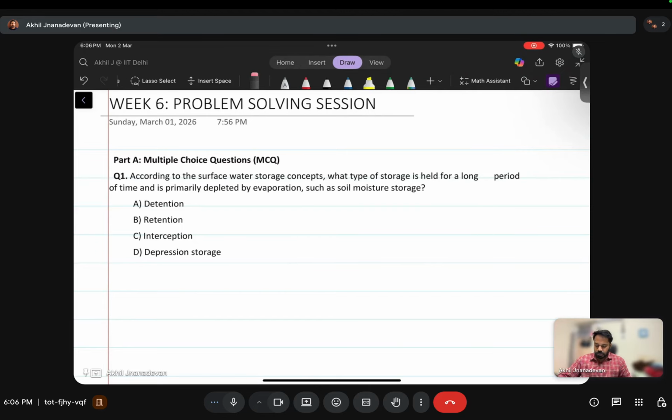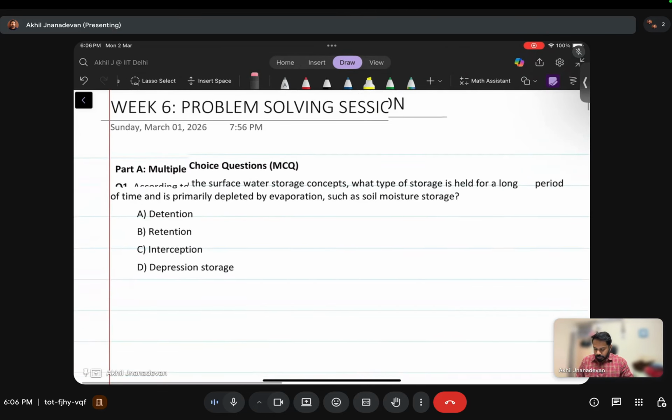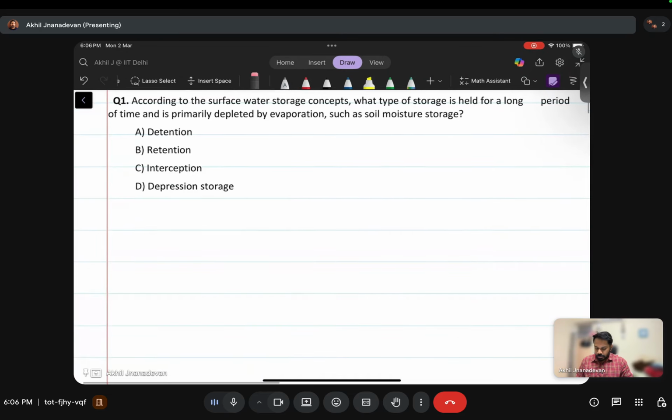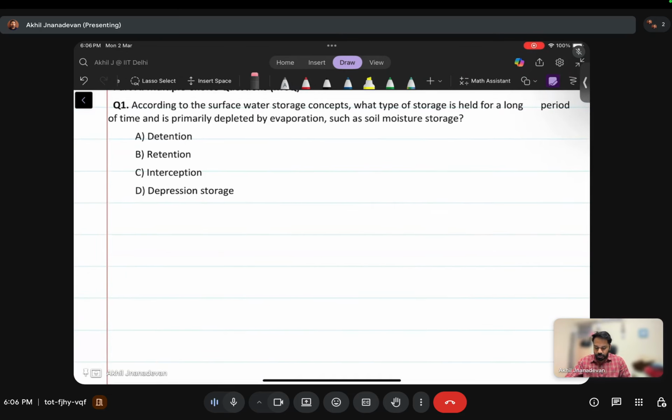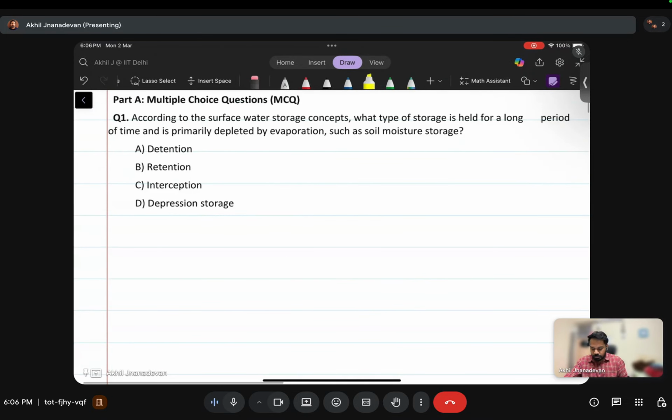Right. So we can start with the first question. The first question is a multiple choice type. According to the surface water storage concept, what type of storage is held for a long period of time and primarily depleted by evaporation, such as soil moisture storage? So it is basically talking about storages, right? They are asking what type of storage can hold water for a long period of time and is primarily depleted by evaporation, such as soil moisture storage.